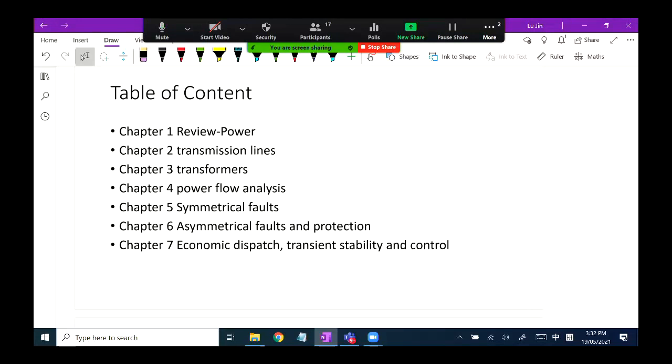Chapter 2, transmission lines. I hope you guys have a good memory regarding our class test. In the class test, there is one transmission line question, and how did you feel? That question is pretty simple, right? I didn't give you the long transmission line model because that's really terrible, right? So you should appreciate me, okay?